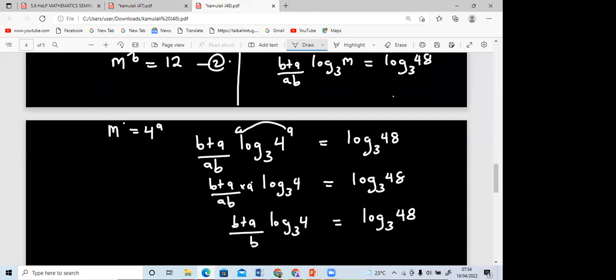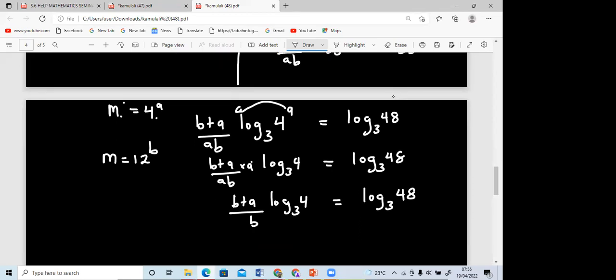But now you still have, so here it is when m is equal to 4 to the power a. What about when m is equal to 12 to the power b? It means that if m is equal to 4 to the power a and m is equal to 12 to the power b, the values of m are the same, meaning that now I can have 4 to the power a is equal to 12 to the power b. So what am I looking for? I'm looking at how am I going to eliminate log base 3 of 4?